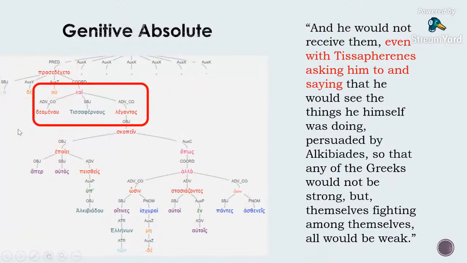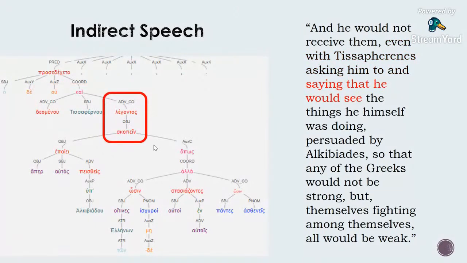Then you move on to a genitive absolute, which typically hangs as an adverb. So here we have two verbs of your genitive absolute. It hangs as an adverbial on the main verb of the sentence. Tissaphernes is the subject of the genitive absolute. That leads into an indirect speech, right? Saying that he would see.